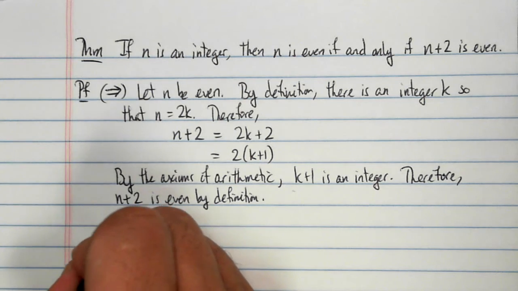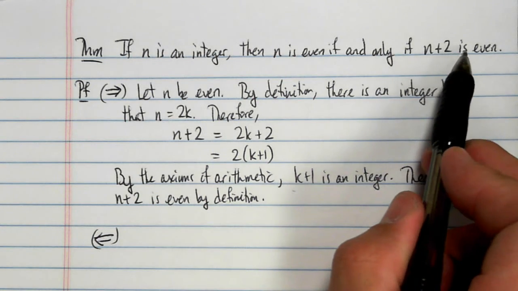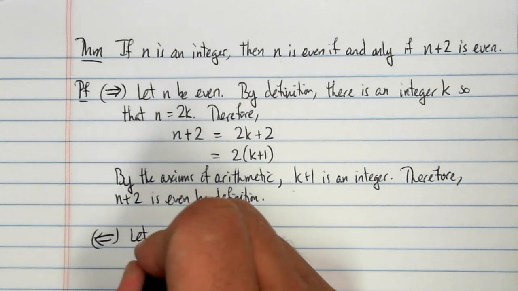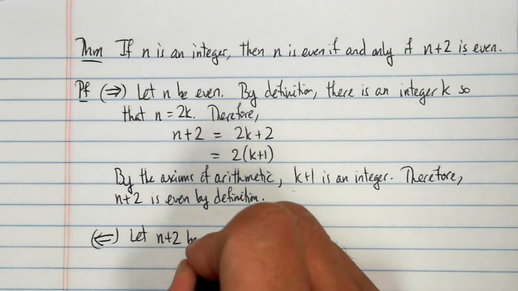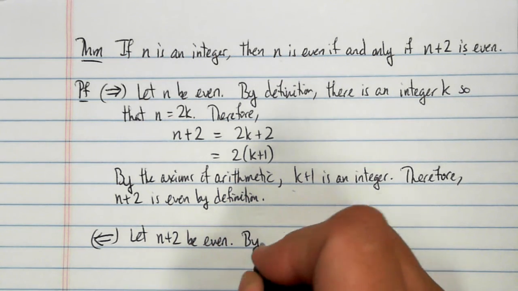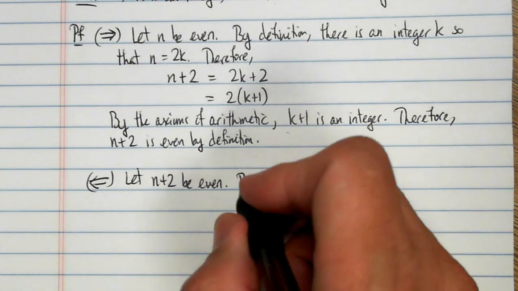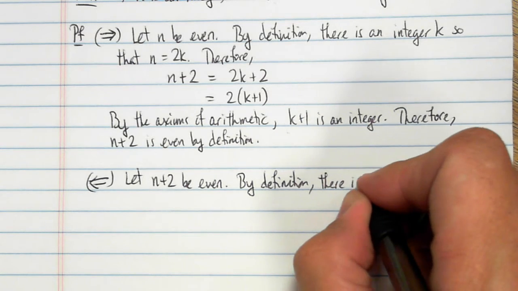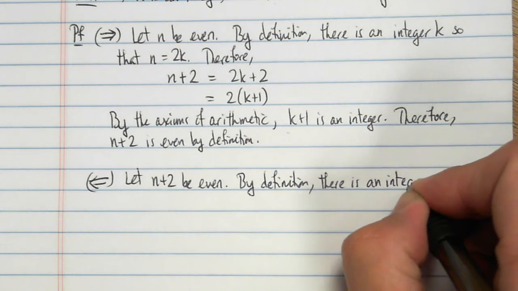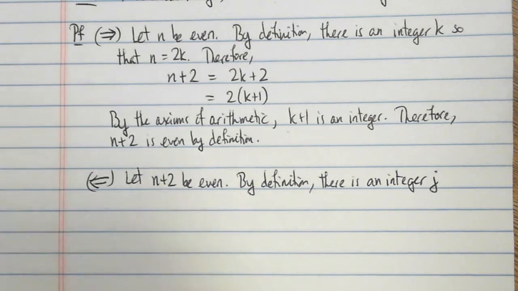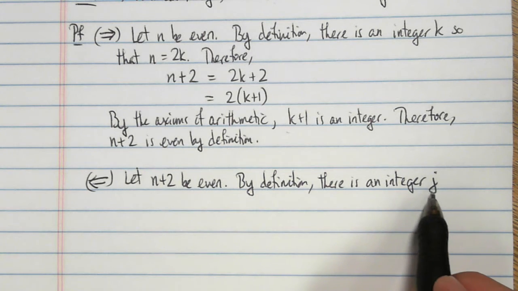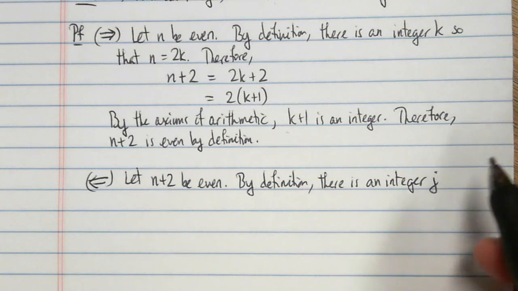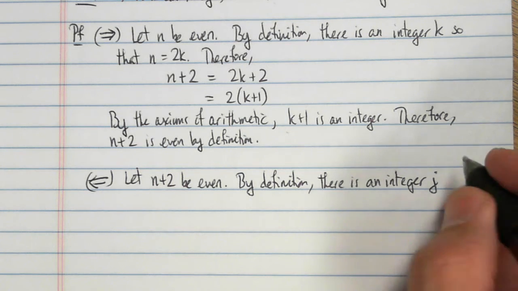The other direction. So for this direction, we'll assume that n plus 2 is even and end up showing that n is even. So let n plus 2 be an even integer. So this is going to go very much like the first part. By definition, there is an integer, now I'm going to choose a different letter, j. I used k before. If I wanted to use k here, that's all right, because I'm starting a brand new proof. Just simply a matter of preference.